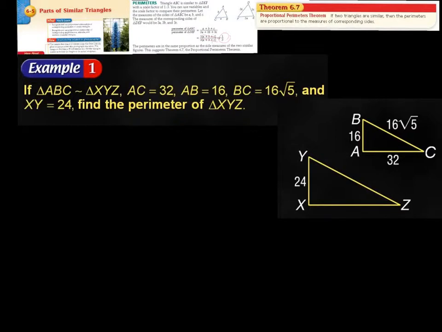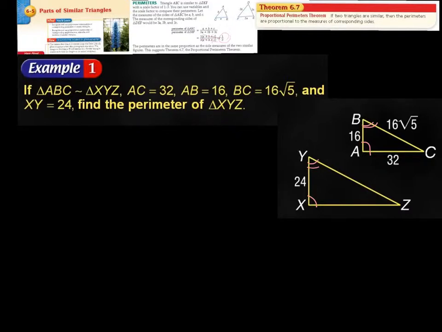If triangle ABC is similar to triangle XYZ, and AC is 32, AB is 16, BC is 16 square root of 5, and XY is 24, find the perimeter of triangle XYZ. Okay, they were nice when they made the diagrams and put them in the same orientation. We could mark the angles if we wanted to. A corresponds to X, and it looks like it's a right angle, but I don't know, so I didn't mark it as a right angle. B corresponds to Y, and so therefore C must correspond to Z.